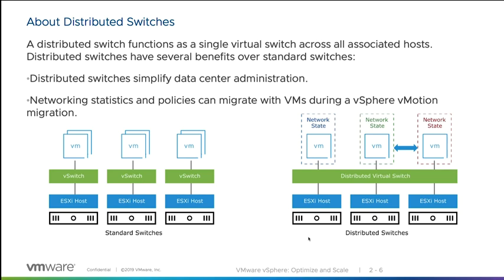Another big point is the second bullet point. Networking statistics and policies can migrate with the VMs during vMotion. So what does that mean? Well, with a standard virtual switch, the switch ports are all managed and maintained by the individual ESXi server's own VMkernel. And they're ephemeral in the sense that if a VM was to, say, migrate to another ESXi server, it's going to have to join that ESXi server's virtual switch. It's going to get another switch port, right?